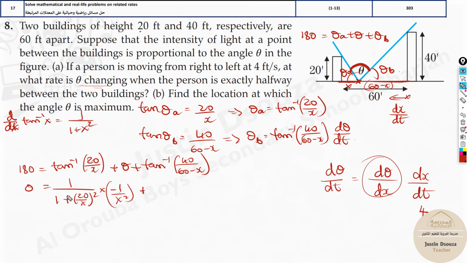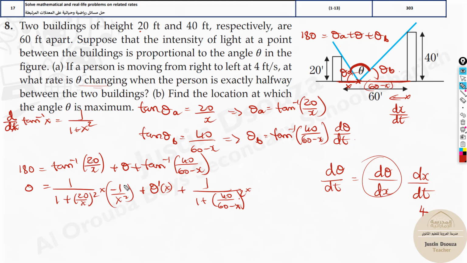Now everything is with respect to x over here. So theta is derived as theta dash with respect to x, or you can write it as d theta by dx. It's fine. Plus, what about this? It's the same thing which we just now did. 1 by 1 plus 40 by 60 minus x, the whole square. That is tan inverse x, right? Multiplied. Now derive this. Now again, when you derive, it will be the power rule itself. You can take this up over here and then solve it up, or I will just write it as okay.